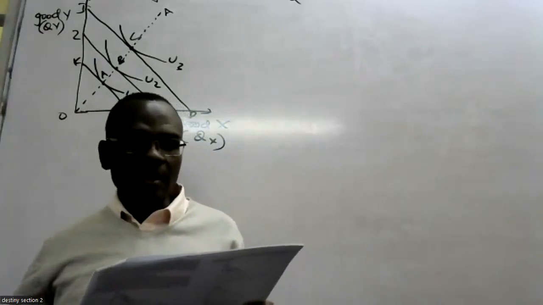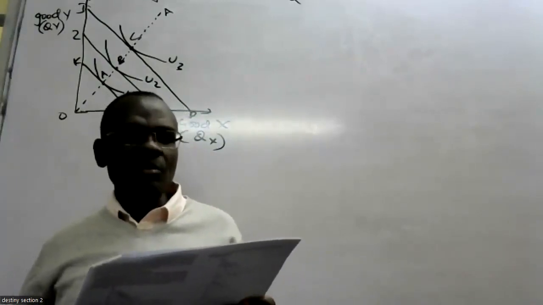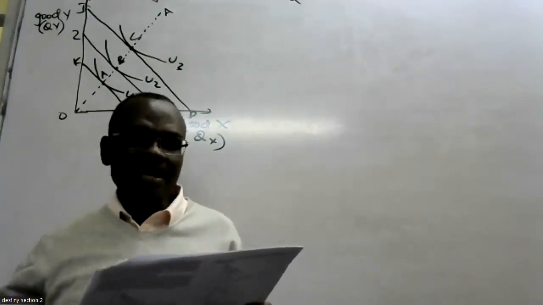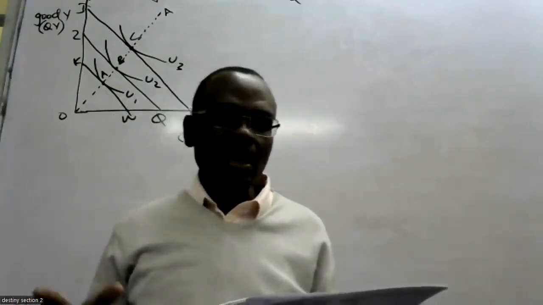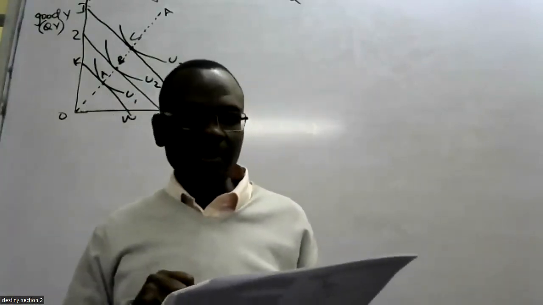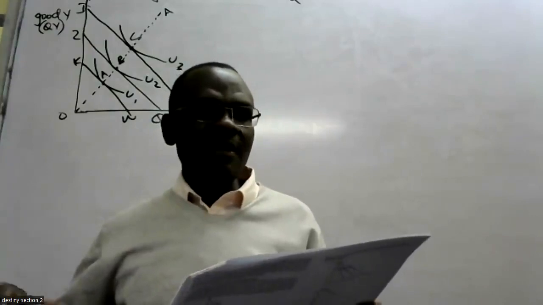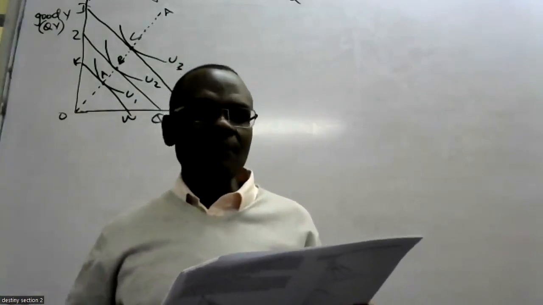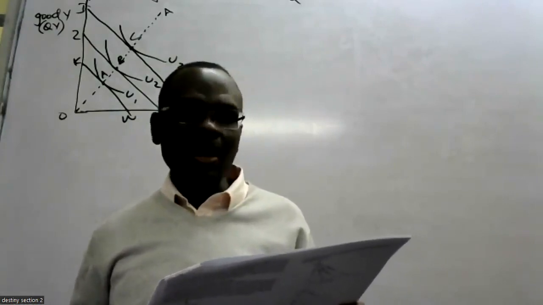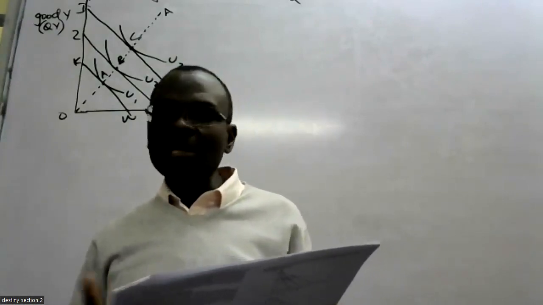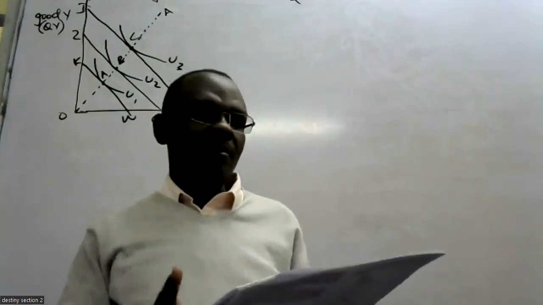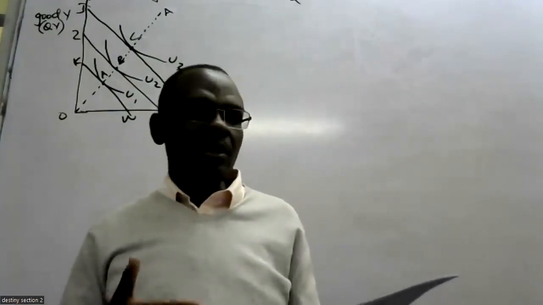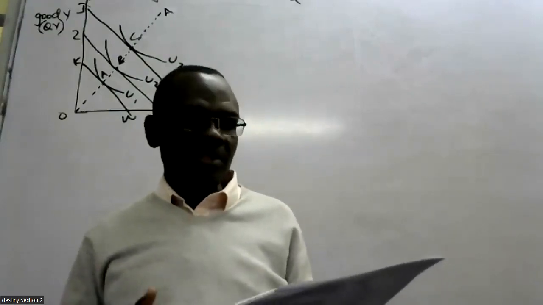So in this case, the budget line will shift to the right, remaining parallel to the original one. Okay? So if the consumer's income falls, on the other hand, the budget line will shift to the left, remaining parallel to the original one, so it will shift to KW. Then form a tangent with the lower indifference curve U1 at point A.